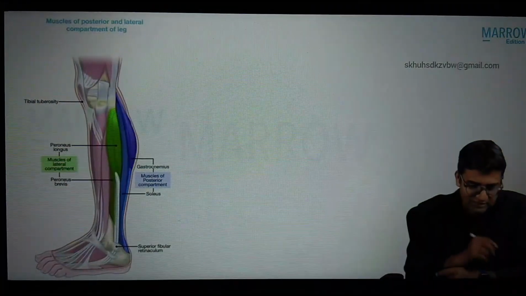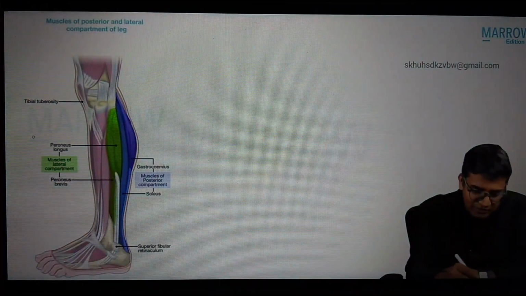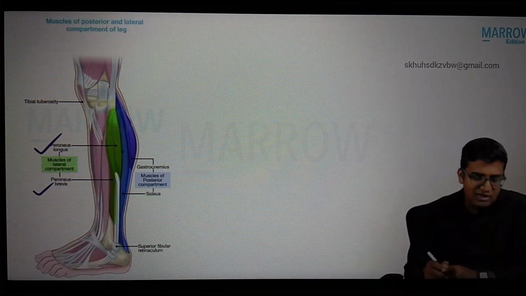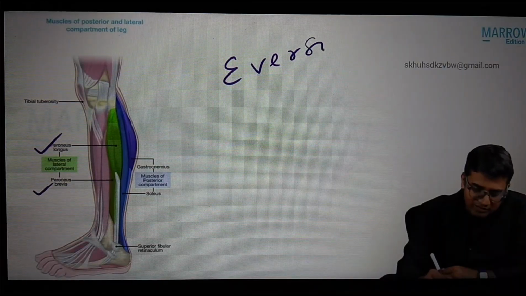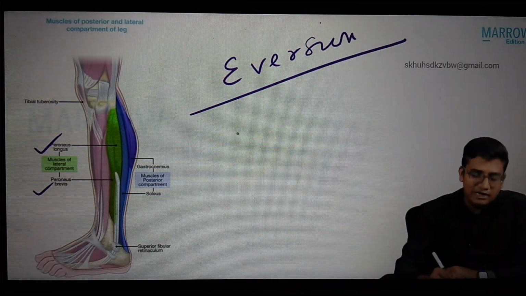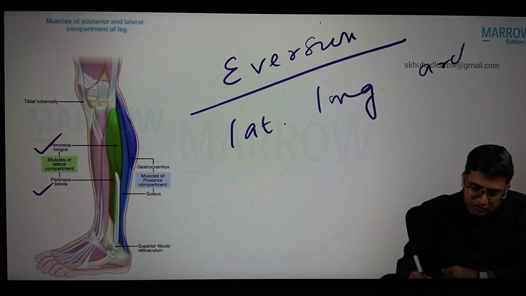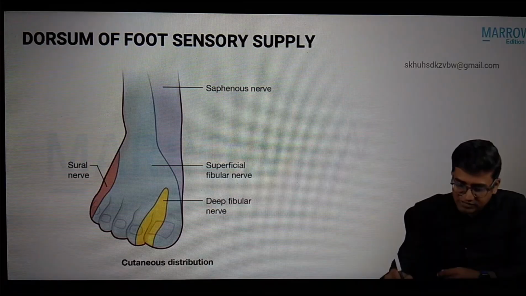Now, in the lateral compartment of leg, we have peroneus longus muscle and peroneus brevis muscle. These two muscles help for only one movement, eversion. And they also maintain which arch? Lateral longitudinal arch.